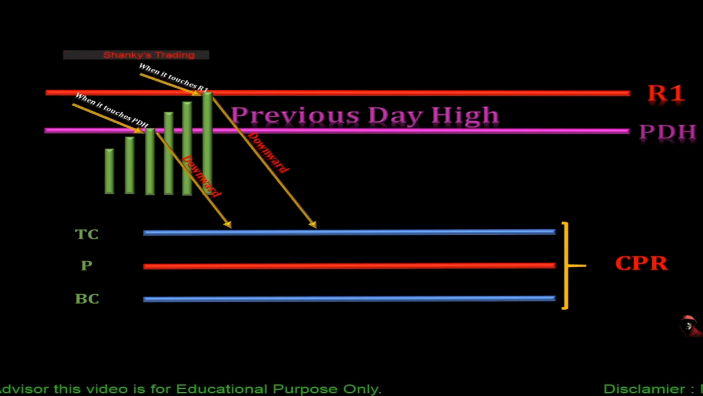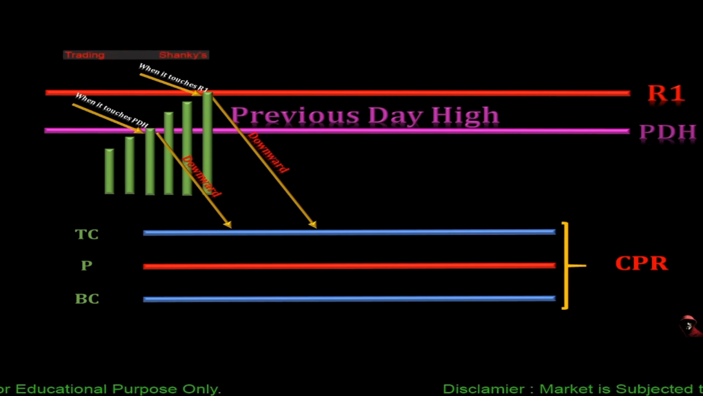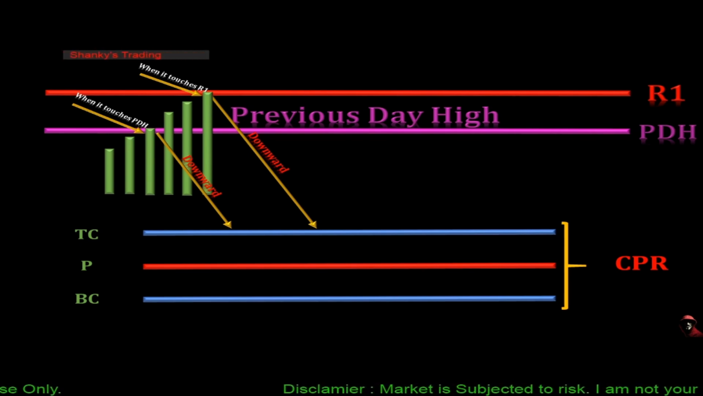So this is the first simple logic. It can happen in this way, and sometimes it won't come to that level, or maybe it will take a reversal below the previous day low line only. This is the logic, that it will go up and come down. Maybe from the first candle only it can just go down to the CPR. That can also happen.